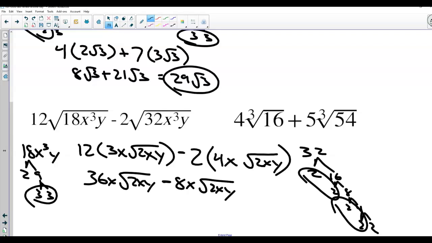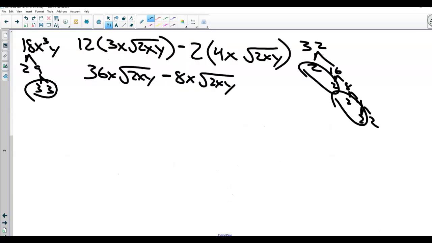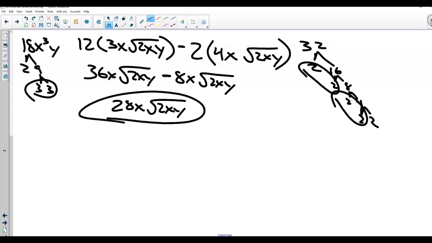And look for it on the test. You're going to get numbers outside the radical you can combine. And what's in the radical you can leave. And that's your answer.